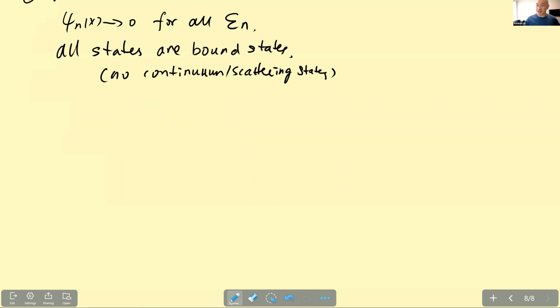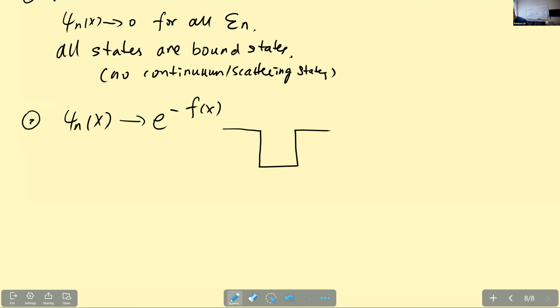Another thing: if this one goes to 0 at infinity, we can write that it goes to something like this. So this one should decay to 0, right? But remember, if we have a potential like this one, in this case, if V goes to V0, we know that this f(x) will go to a constant times x, right? So that means it has exponential decay, okay?